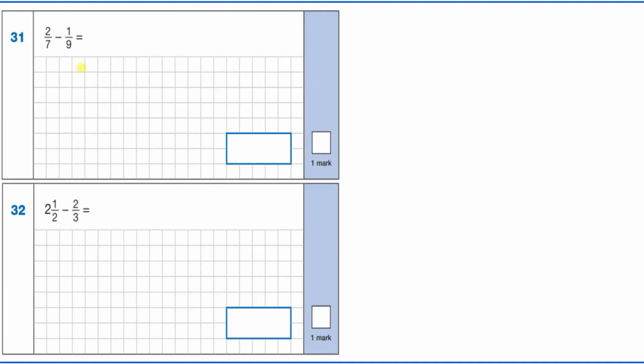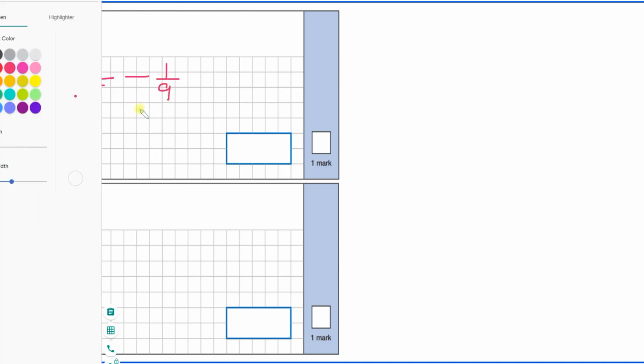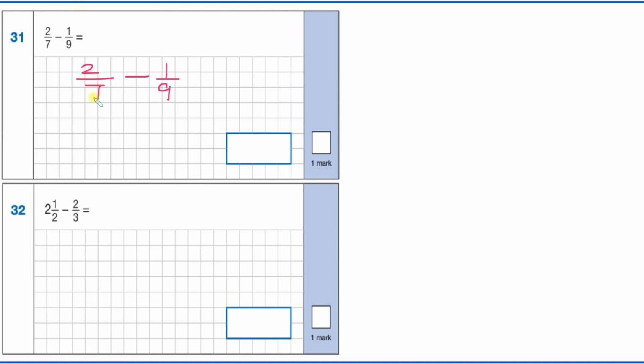Question number 31, again 2 over 7 minus 1 over 9, and let me change the color. So I'm going to find the common denominator, 7 and 9. 7 and 9 is 63 is the common denominator. So I'm going to times by 9, times by 9, and I'm going to times by 7, times by 7.